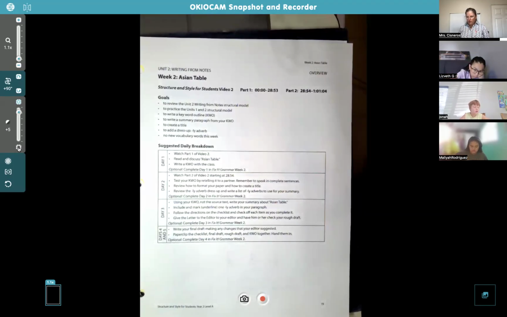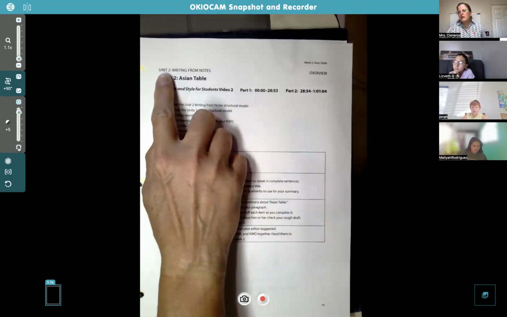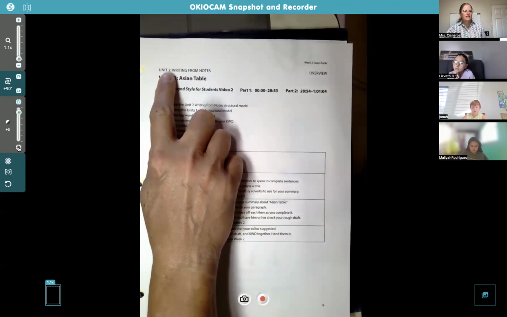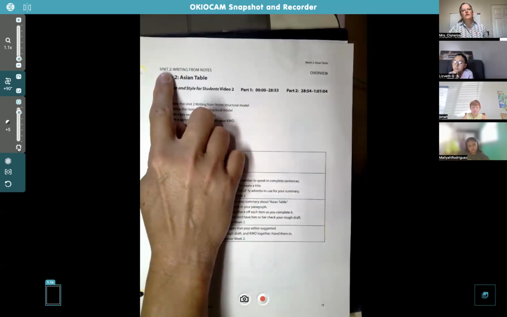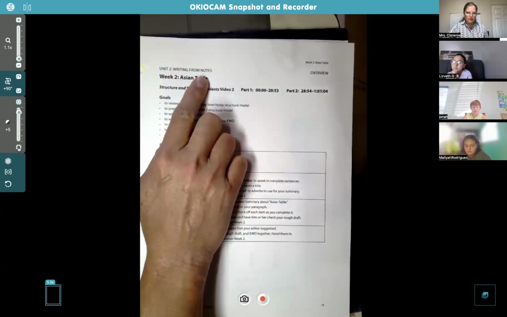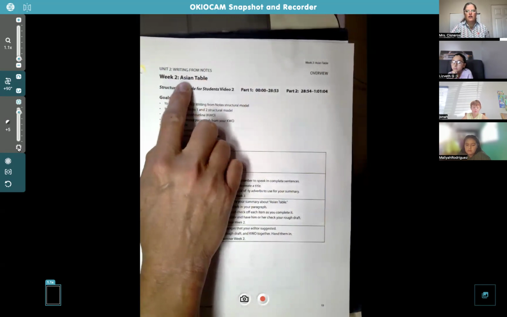And then a lined piece of paper too. While she's getting those out, last week we just started with Unit 1, and Unit 1 was using the outline to retell a story. And so basically, you did the practice where you retold it with your mouth. We're already moving on to Unit 2, actually, because Unit 1 was only 1 week long. It was really short. Unit 2, we're going to actually start writing this week. Okay, we're going to write about Asian table.